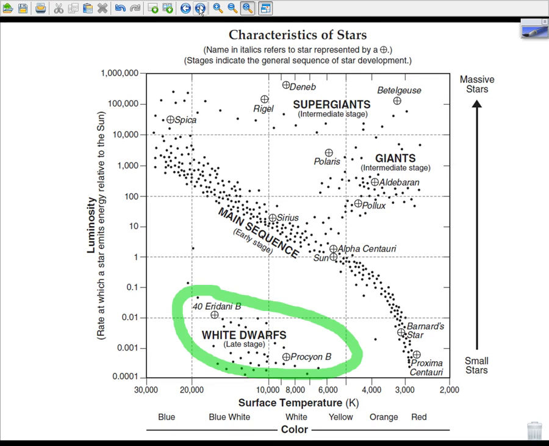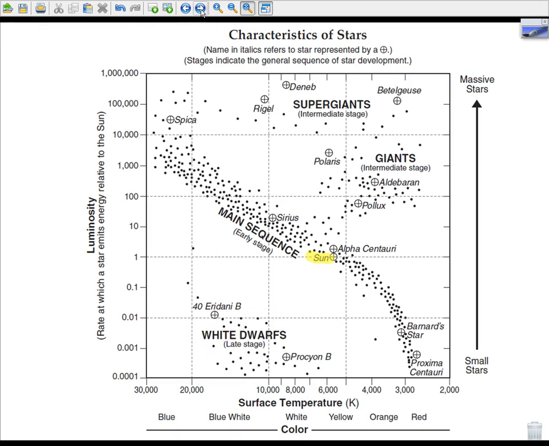And then the last stage that our sun will experience will be a white dwarf. You might also say a brown dwarf and then eventually becoming a black dwarf. And this represents the late stage of star development. So Procyon B, which is also my rap name, by the way, when I do rap, is in the white dwarf phase. Our sun will eventually become a white dwarf.